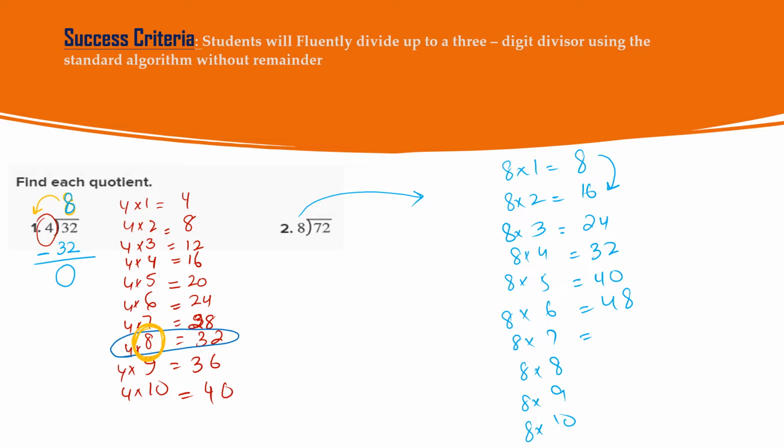48, then we have 56, then 64, 72 and 80. Now check how many times 72 goes in the table of 8. You can see here, 8 times 9 is 72. So you write the 9 on the top, multiply 8 times 9, 72. So 72 you write under it, then subtract it. 72 minus 72 is 0.